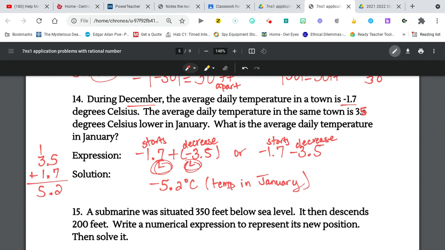And of course, that is 3.5 degrees colder than 1.7, okay? Negative 1.7.